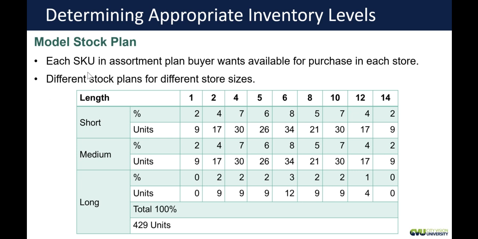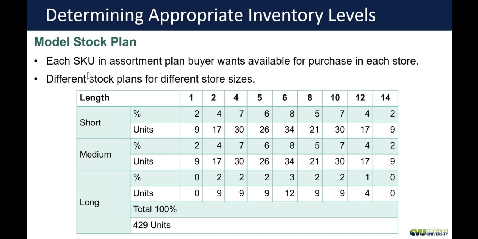As you think about those things, you then have to look at the model stock plan for what kind of assortment you want. So if these are some plans, I believe this is for different lengths. These are for clothes. You have some different store sizes, right? So all these different areas.